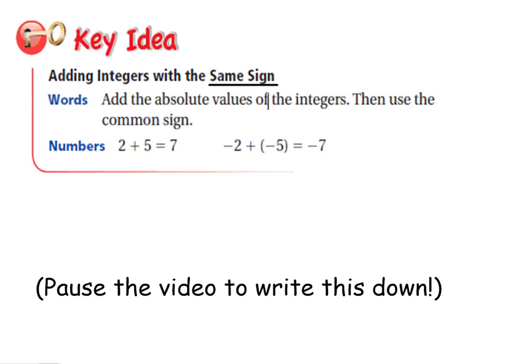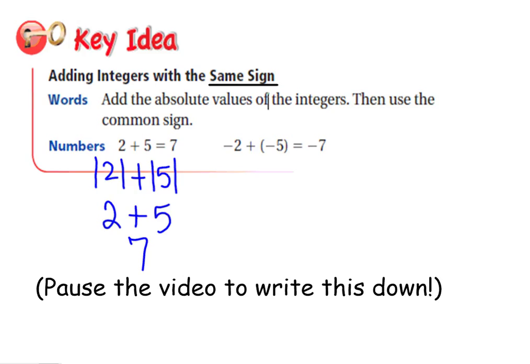To add integers with the same sign, maybe both positive or both negative, for example, you need to add the absolute values of the integers and then use the common sign. So let's look at the numbers 2 plus 5 equals 7. That seems like very simple basic math. But looking at it from a lens of integers, you have positive 2 and positive 5. The absolute value of 2 is 2, and the absolute value of 5 is 5. Since they are both positive, our solution is also positive, so we get positive 7.